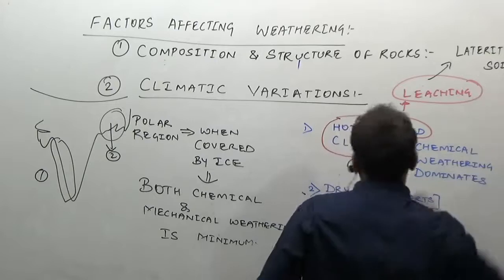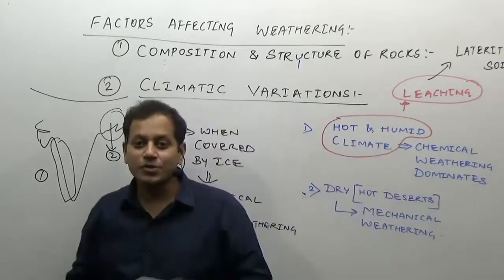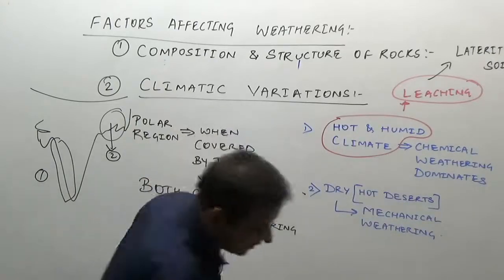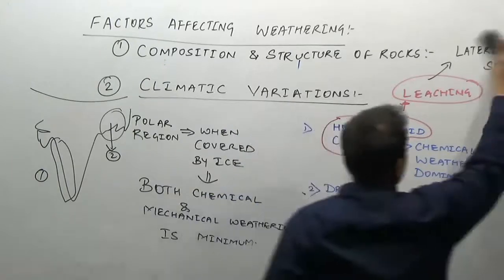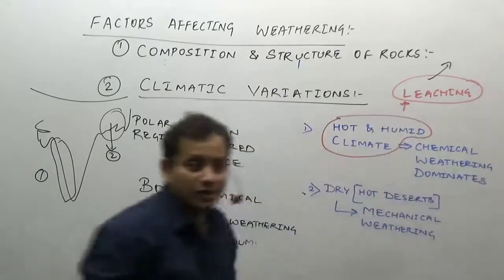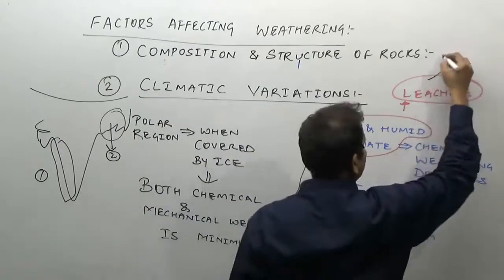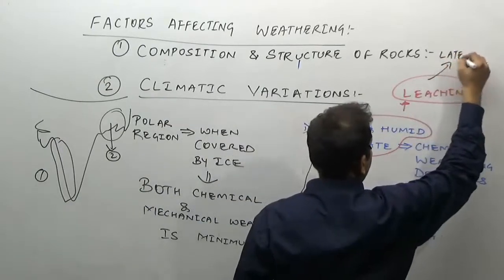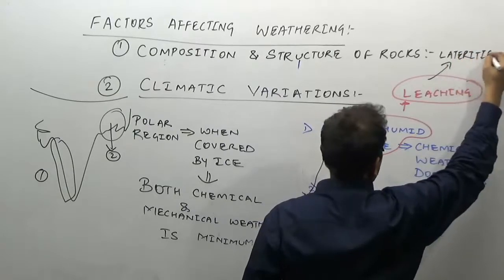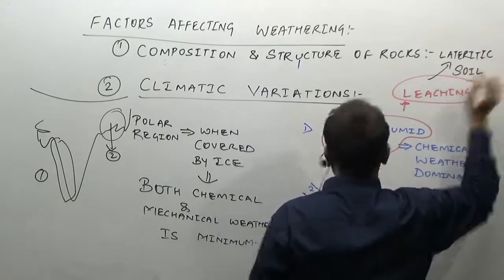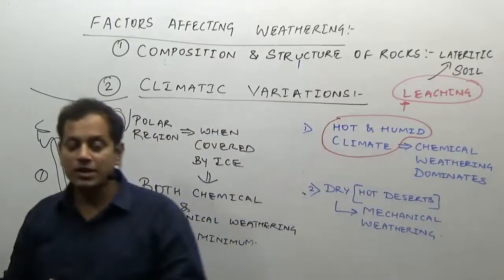Which is reddish in color due to the dominance of iron, which is red in color, and which is not a fertile soil. So it is used mostly for building bricks, and hence it is known as lateritic soil.